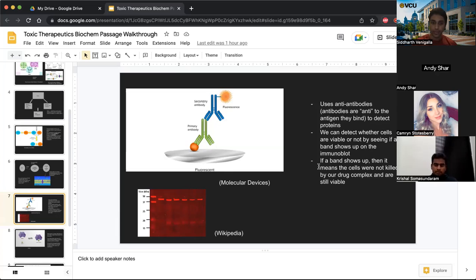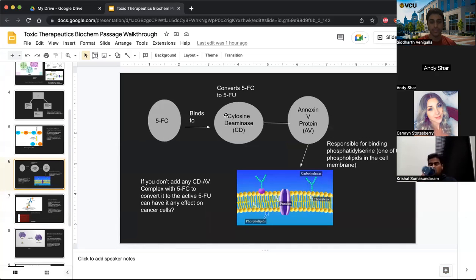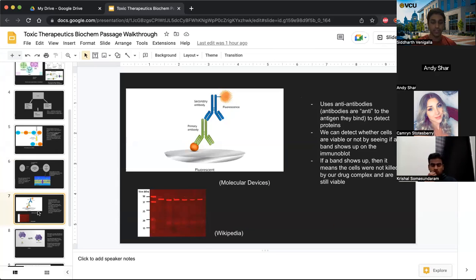Wait, so why would the cell die if the proteins are not binding? We're trying to detect the innate proteins within that cell. So if our 5FC CDAB complex binds to the cancer cell, theoretically it's going to kill that cell, right? Oh, okay. If it kills that cell, all the proteins are going to be released and probably degraded somewhere. So the antibodies are not going to be able to detect those proteins within the cell we're looking at. Those bands would not show up because the cell would be dead.